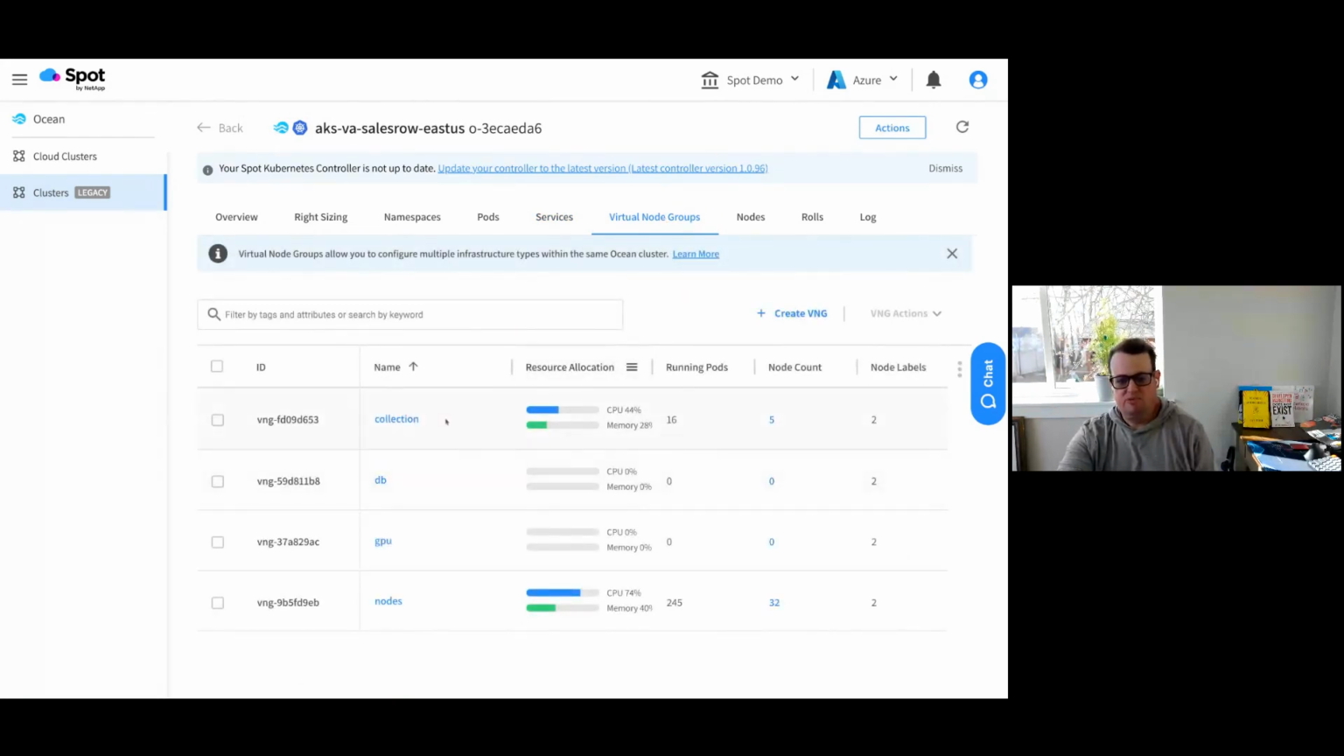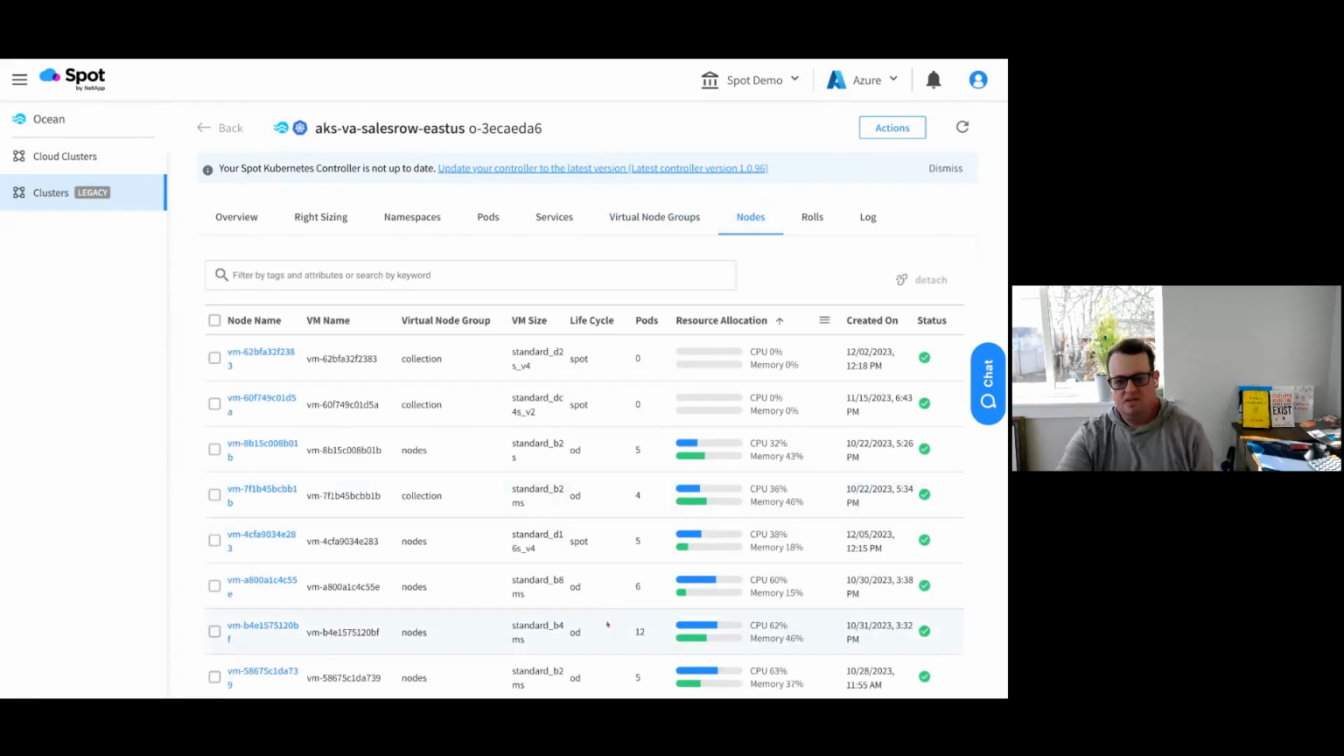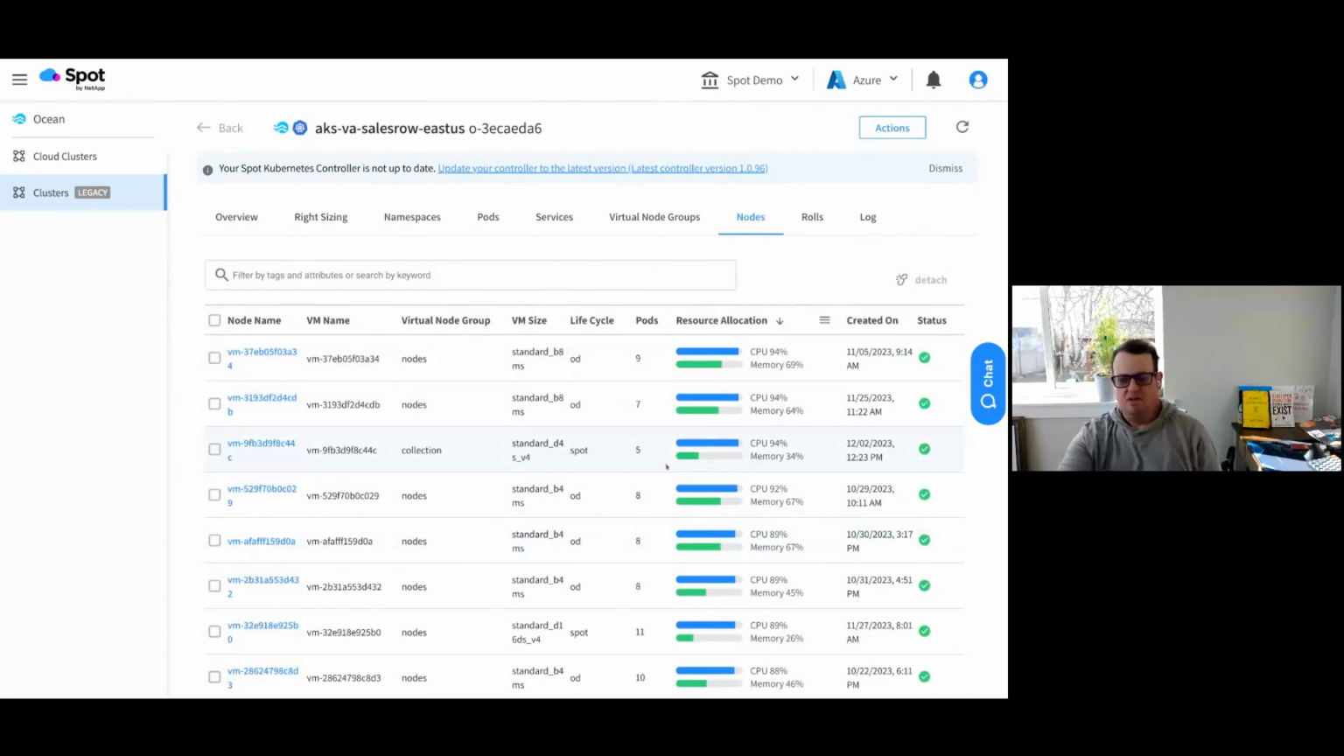VNGs are another thing that we support. You can see here exactly how your VNGs are running, how many pods, how many nodes, what labels and taints you have, and then how your nodes are running, and you can sort that. So I want to point out here in the allocation, I'm using 94% of my CPU right now. Normally that would freak me out if I came in and saw a server running 94%, but because of how Ocean works, I have the confidence that I'm able to use that much CPU and memory and not jam up my system because we're constantly watching it.